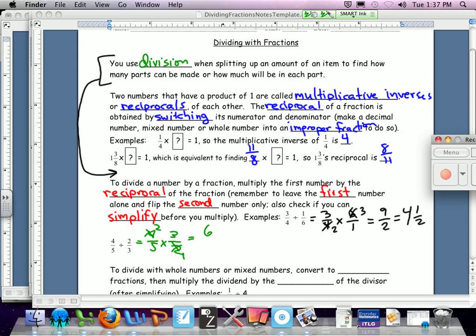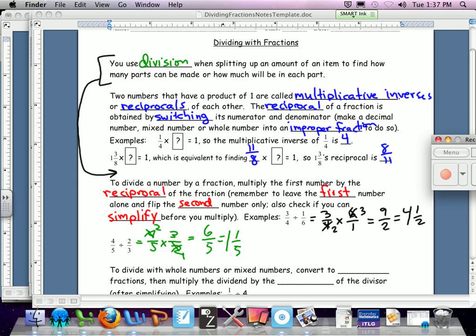6/5. And that's not proper. So what would be our final proper answer for this problem? 1 1/5. So this is saying if I had 4/5 of something and I wanted to divvy it up into 2/3 sections that are 2/3 each, I could make 1 1/5 of that size, 2/3.